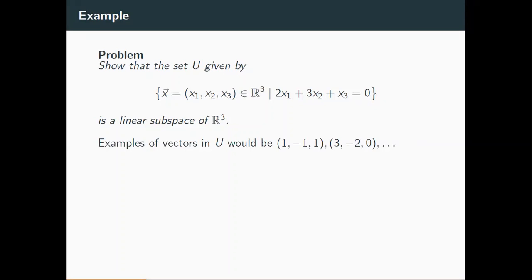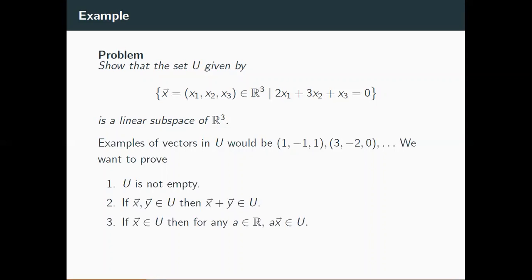So first, let's just get an idea of what this looks like. Some examples of vectors in U would be (1, -1, 1), because you can check that 2 times 1 plus 3 times -1 plus 1 is equal to 0. Another example of a vector in U would be (3, -2, 0). You don't have to actually find examples of vectors, but in some cases it might help just to give you an idea of your subspace.